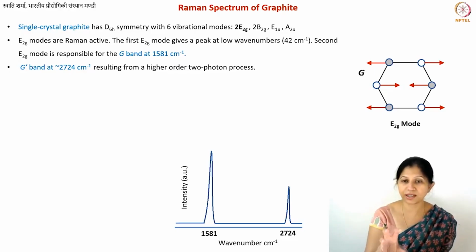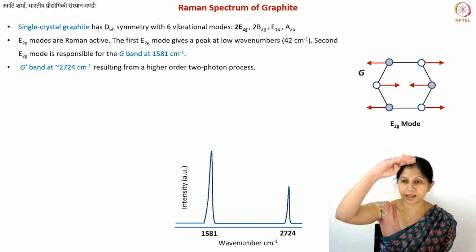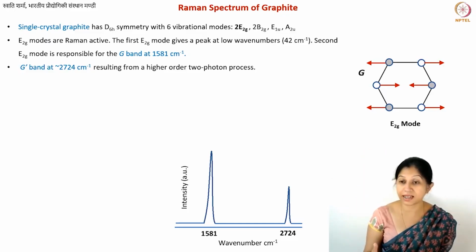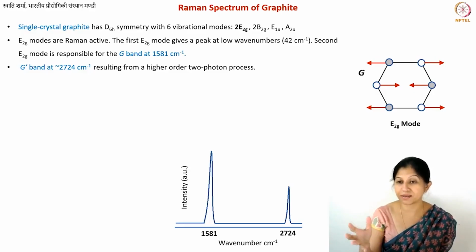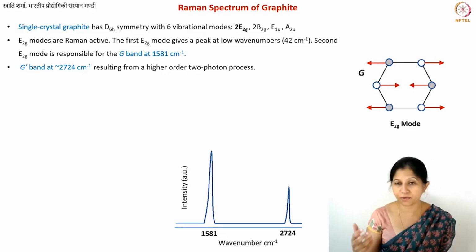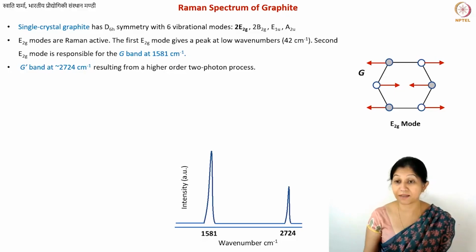But just to let you know, at 1581 you have the G band, and that is often, in the case of graphite, very sharp. And often it has a very high intensity compared to most of the other bands. And then at 2720 or 2724 you will get this relatively shorter but still sharp enough peak in the case of graphene and graphite, so when you have less disorder in the material.